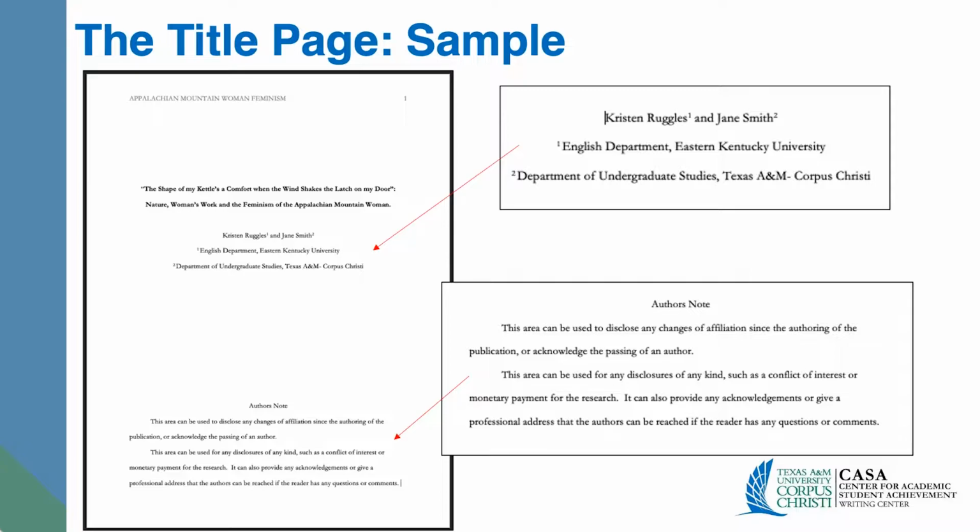So if there's anybody else who really helped out that didn't author the paper, you can put their names in there. Or just provide a professional address so that readers can reach out to the authors and get in contact to have discussions and ask questions.